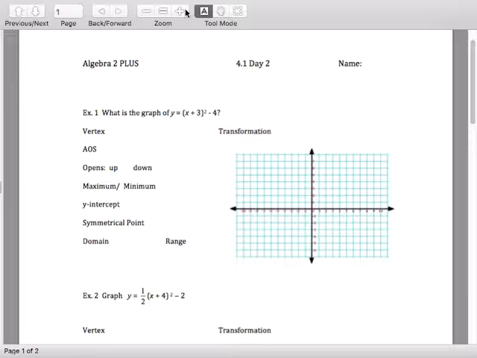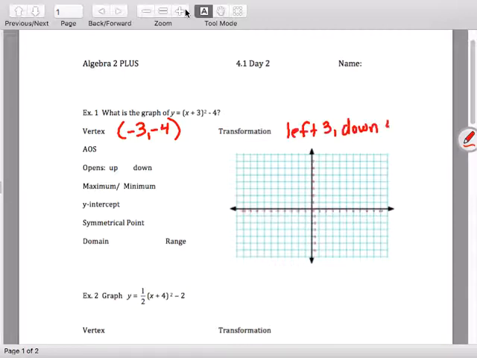So in example 1, I have y equals the quantity x plus 3 squared minus 4. All right, so Josh, what's the vertex? -3, -4. All right, now what is the transformation? So Edward, how has this one shifted? The inside is the left, right. Left 3, and down 4.